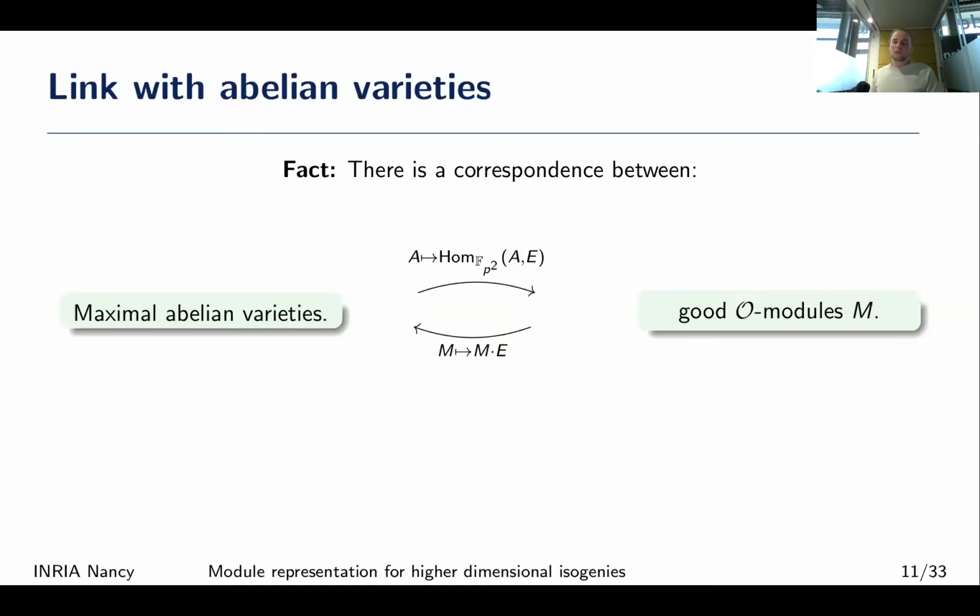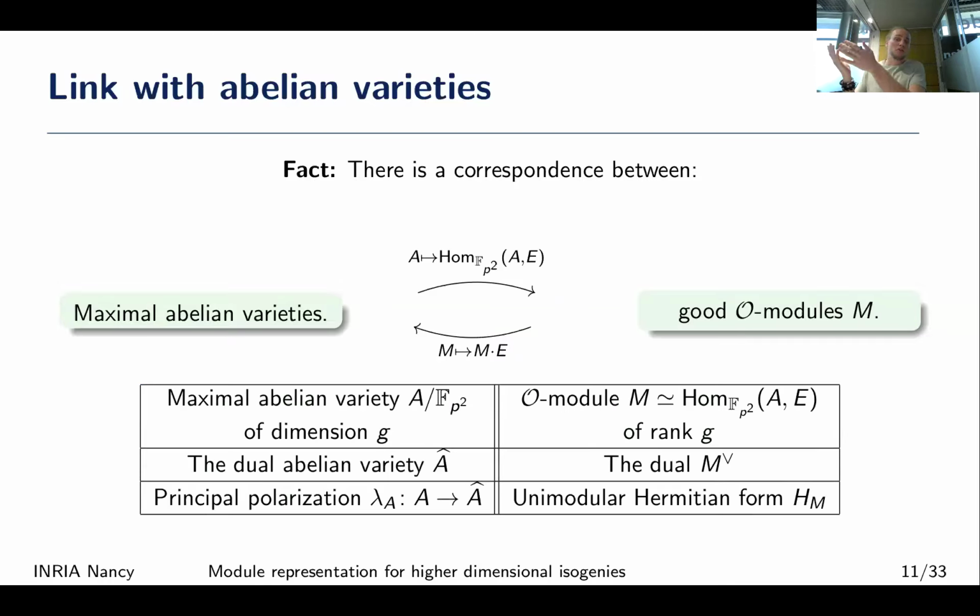But when I have some good module of rank g, if I apply this module on the fixed elliptic curve E, I end up with a maximal abelian variety of dimension g. Okay, so this is really a strong correspondence, as I say. In particular, it will preserve the rank of the object you are working with. So if I work with a rank g module on the module side, I will in fact work with a dimension g maximal abelian variety. And as I said before, this equivalence of categories preserves the duality properties we have on both sides. So to the dual of the module M corresponds the dual abelian variety on the geometric side.